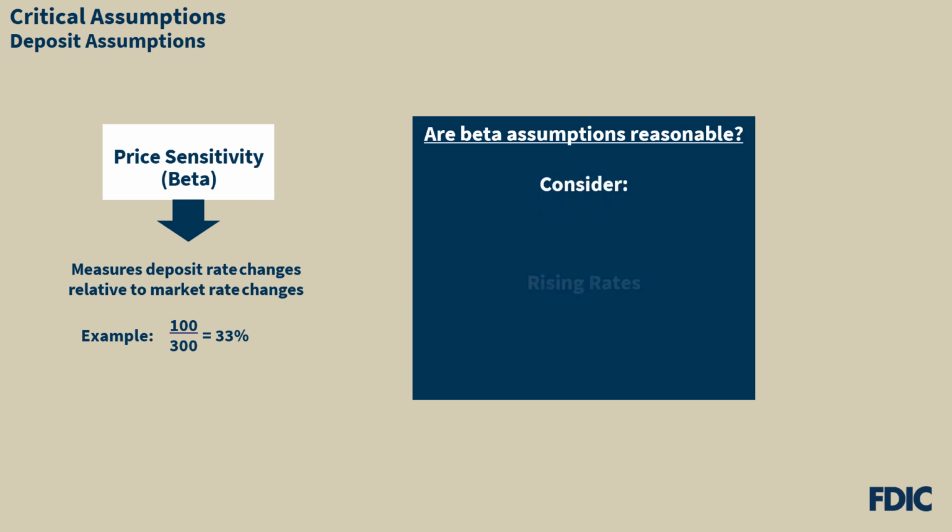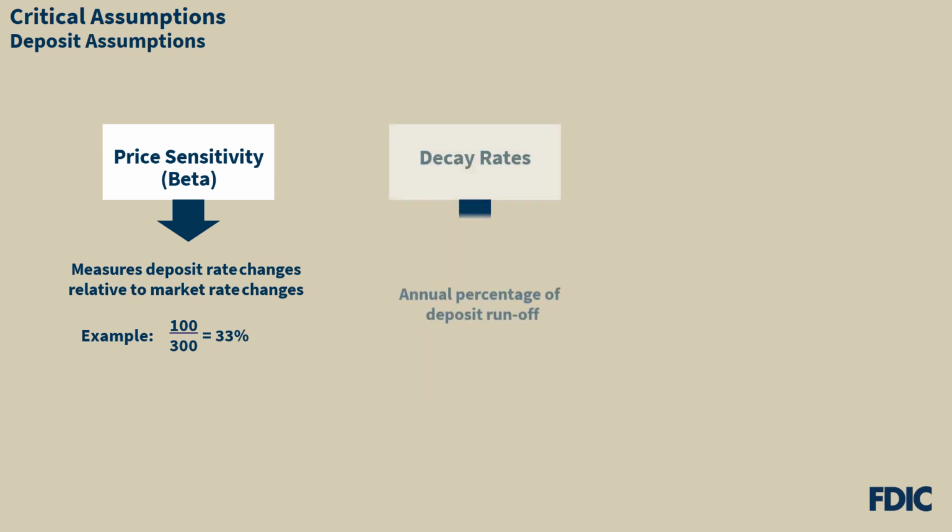Depending on the current level of market rates and competitive factors, some banks may experience different betas in rising versus falling rate environments. Banks typically also see different betas for scenarios of different magnitudes. For instance, in a plus 400 basis points movement, a higher beta would be observed than in a plus 200 basis points movement. Decay rate is the annual percentage of deposit runoff or attrition.